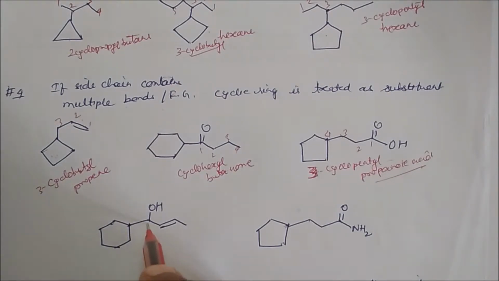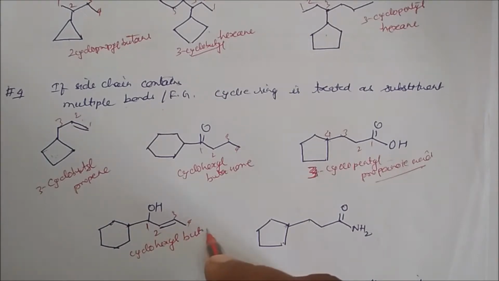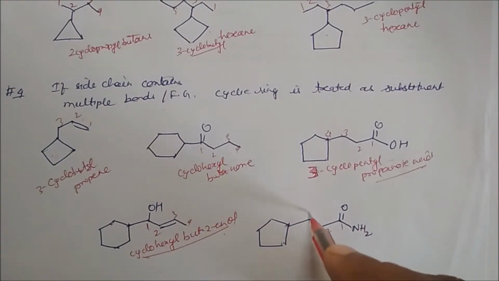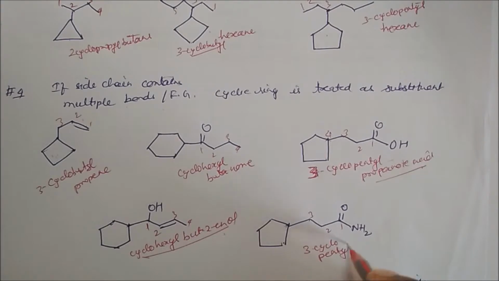In this case, we can start with 1, 2, 3, and 4. This is your cyclohexyl, and this will be but-2-en-ol. But 2 en means the double bond is there, so we can say but-2-en-ol, cyclohexyl butenol. Here the amide group is there. So 1, 2, 3, 4. 3 is there, so we can say 3-cyclopentyl, and this is propane. So 1, 2, 3. So you can say propanamide.